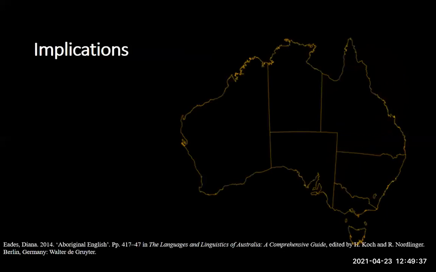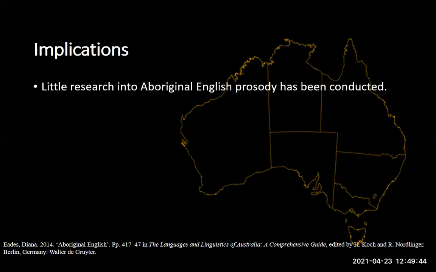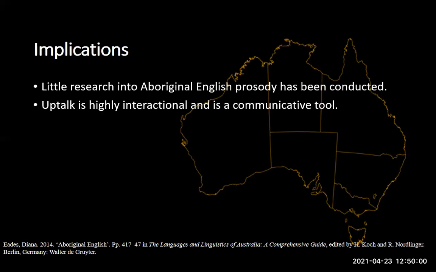Some implications. Understanding how Aboriginal English speakers use prosodic cues is important. So we generally look at linguistic variables that set AAE apart from other varieties and tend to focus on phonology, grammar, or even things like lexicon. But until now, we hadn't really engaged with the suprasegmental features that set Aboriginal English apart from other Englishes in Australia. And this is important because uptalk is highly interactional and is used in conjunction with functions such as asking and answering, which have been discussed widely in the applied linguistics literature.